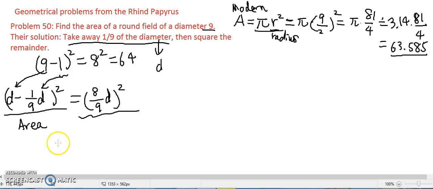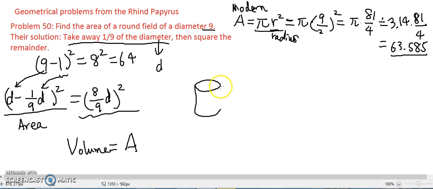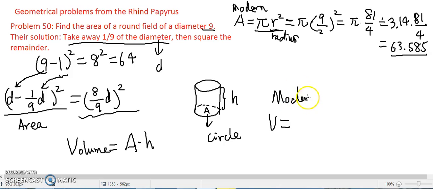When you do the homework and try to find the volume of the cylindrical granary, you will use the formula with the base area. So if we have a cylinder, we know the formula: the base area A times the height. And the base is a circle. So the modern formula is, again, the base area times height, and that is pi r squared times h.